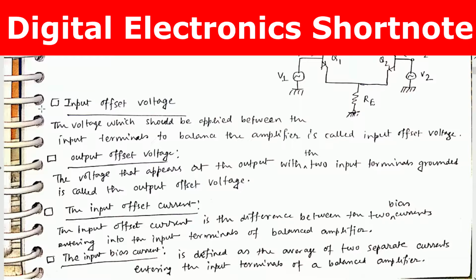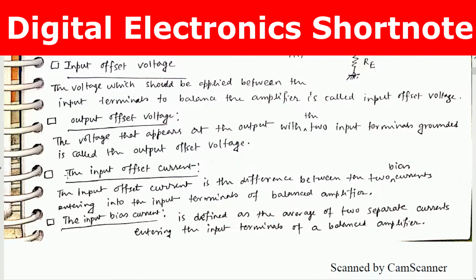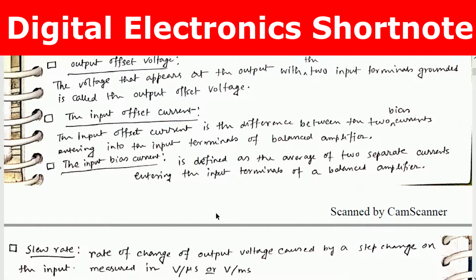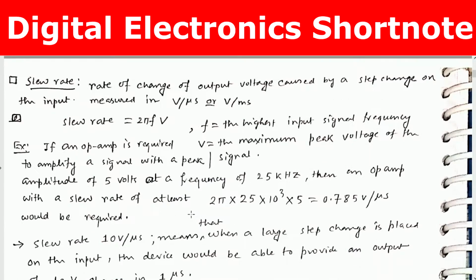Now what is input offset voltage? The voltage which should be applied between the input terminals to balance the amplifier is called the input offset voltage. Output offset voltage: the voltage that appears at the output with the two input terminals grounded is called the output offset voltage. The input offset current is the difference between the two bias currents entering into the input terminals of the balanced amplifier. The input bias current is defined as the average of the two separate currents entering the input terminals of a balanced amplifier.